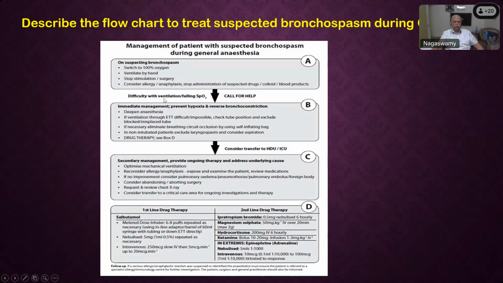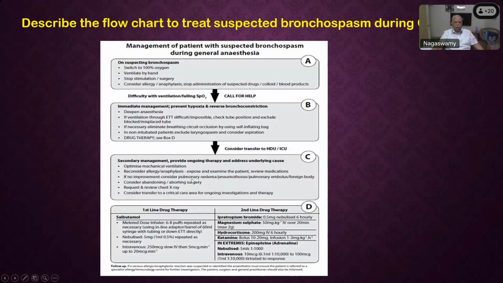Difficulty in ventilation, there is a falling SpO2, then immediate management: prevent hypoxemia, reverse bronchoconstriction. You can deepen the plane of anesthesia. Ventilation through ET tube difficult or impossible: check tube position and exclude blockade or misplaced tube. Necessary to eliminate breathing circuit occlusion by self-inflating bag. In non-intubated patients, exclude laryngospasm or consider aspiration.